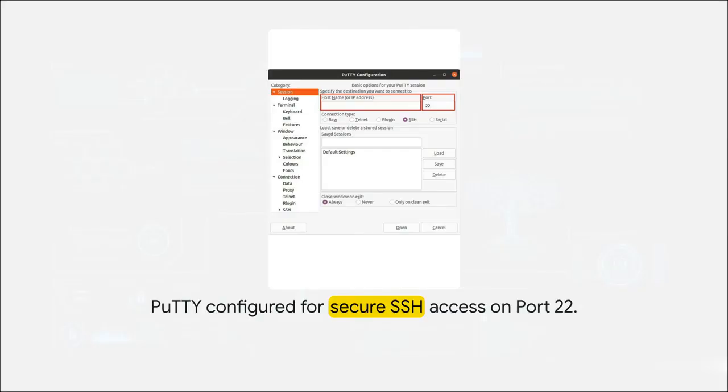To put this into a real-world perspective, let's talk about PuTTY. It's an incredibly popular tool. When you configure it, you are actively initiating a secure SSH connection, targeting port 22 directly in those settings. This is the exact setup a systems engineer, or an ethical hacker for that matter, uses to establish an encrypted shell into a remote server.